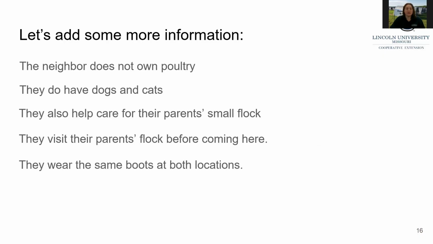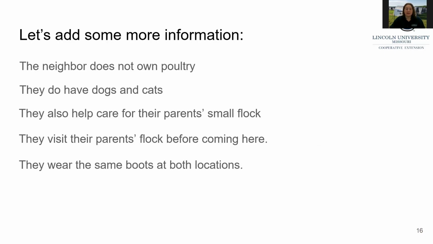Finally, we learned that the neighbor has a pair of favorite boots that they wear everywhere, including both to their parents' house and the subject flock's house. So notice what happened. We can now describe a potential pathway. The parents' flock through the neighbor on their boots to the subject flock.